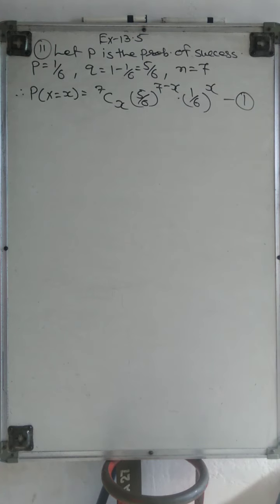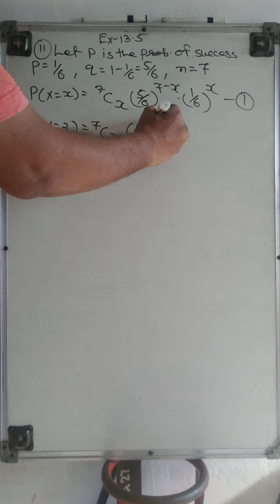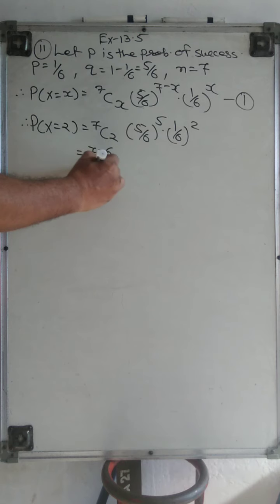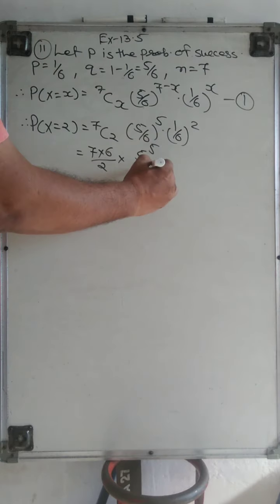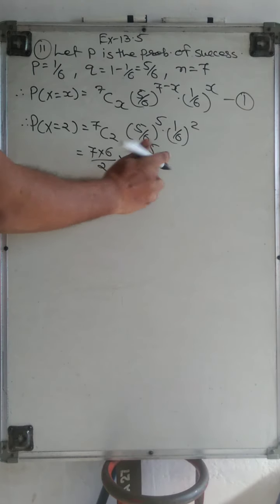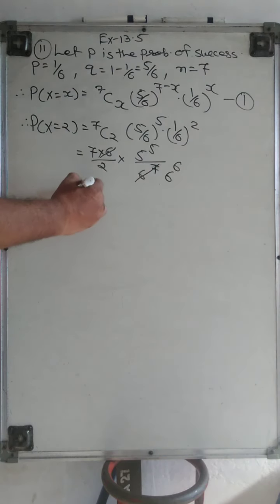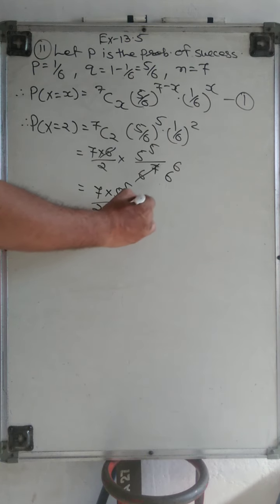Okay. Now we want to find exactly twice, which means x equal to 2. We want to find 5 two times, means x equal to 2. It is 7C2 into (5 by 6) raised to 5, (1 by 6) raised to 2. That is 7 into 6 upon 2 into 5 raised to 5 upon 6 raised to 7, sorry, 7. Now one 6 is cancelled, 6 raised to 6 is there. So 7 into 5 raised to 5 upon 2 into 6 raised to 6 is our answer.